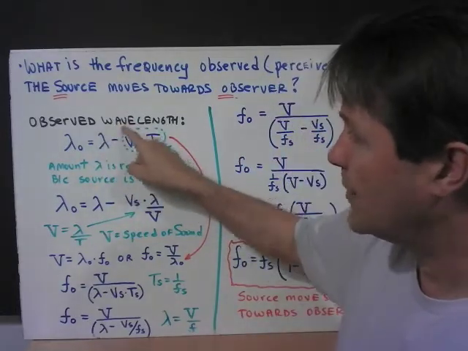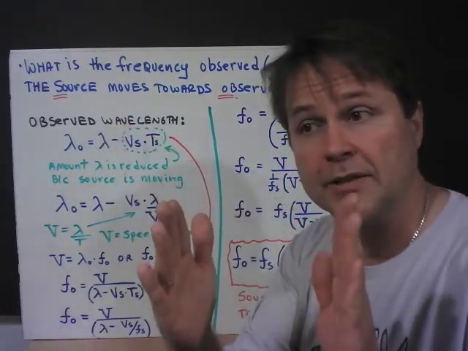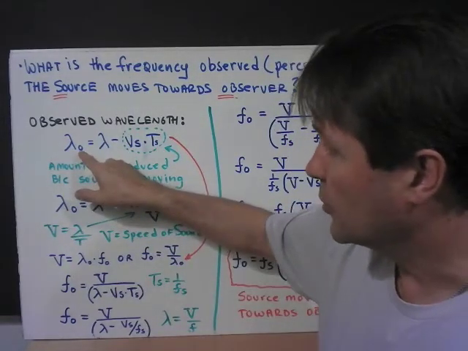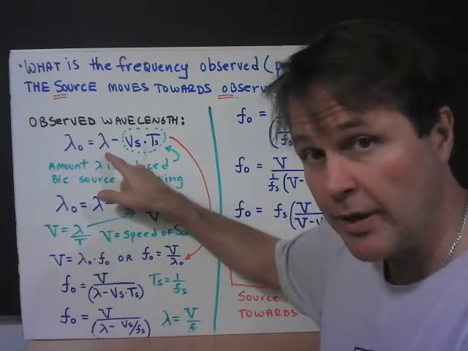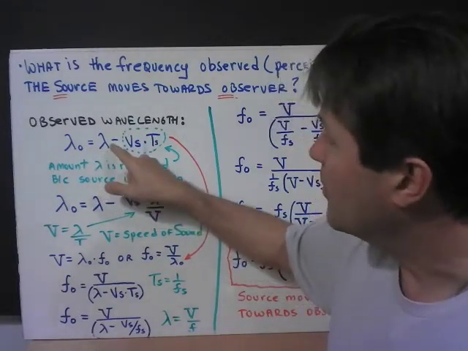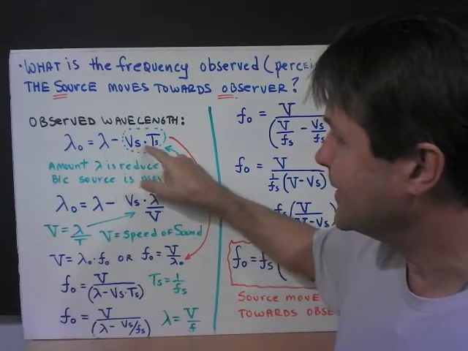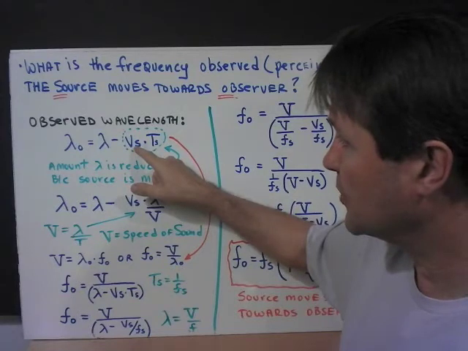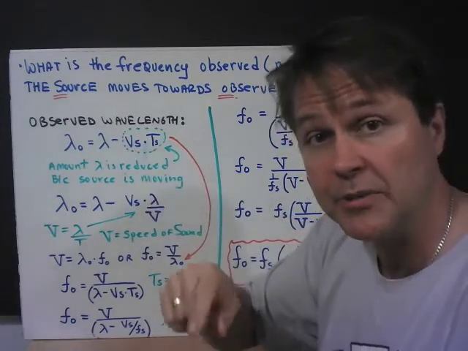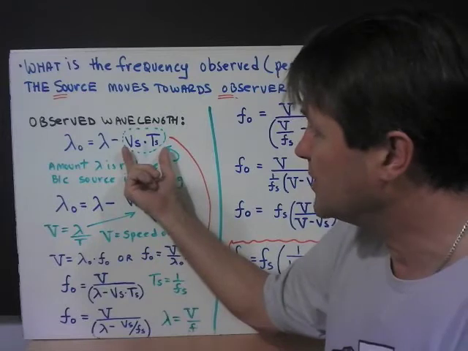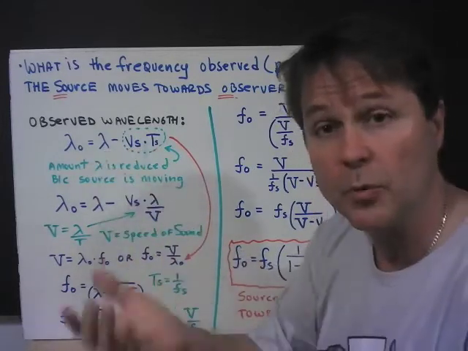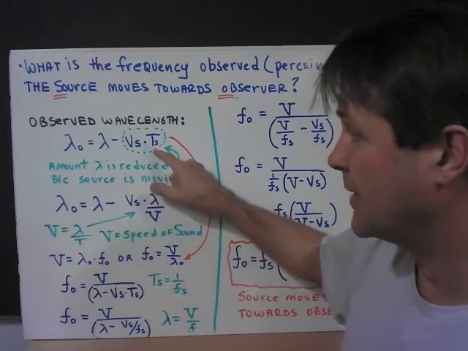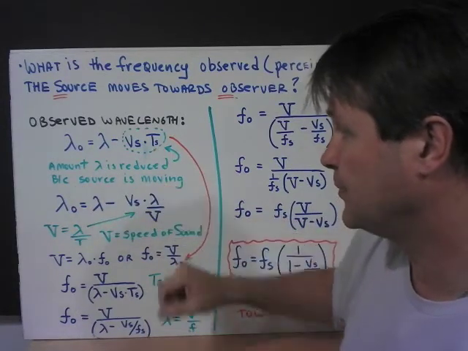So the observed wavelength, because the wavelength is compressed, the observed wavelength, O for observed, is equal to whatever the original wavelength was of the sound, minus the distance that the source is moving times time. So this is, of course, from the formula velocity is equal to distance divided by time. So this is the distance that we take away from the original wavelength. So the amount, lambda, is reduced by that amount because the source is moving.